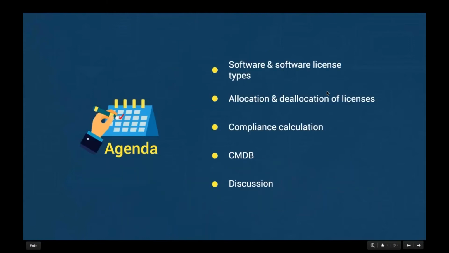Today, we are going to discuss different types of software and different software license types that you can manage with the asset management module of ServiceDesk Plus, and how you can allocate and deallocate licenses from various installations that we have found during the inventory. Also, the calculation of compliance, which is very required during audits. So we are going to see how we can ensure compliance of software licenses versus the installation of software.